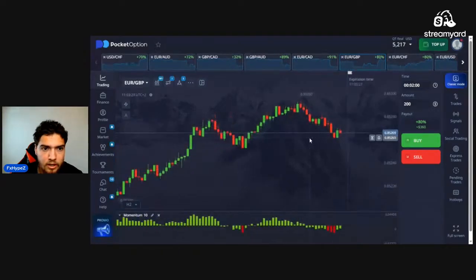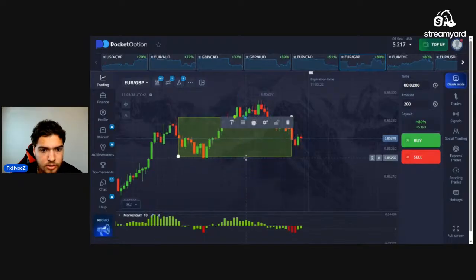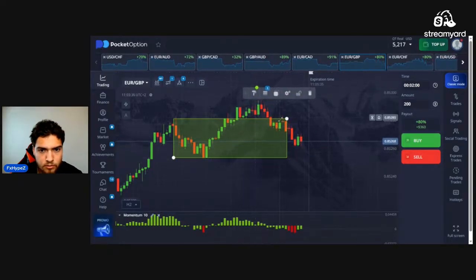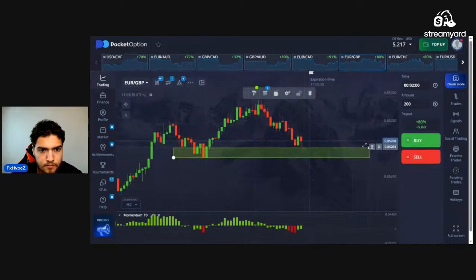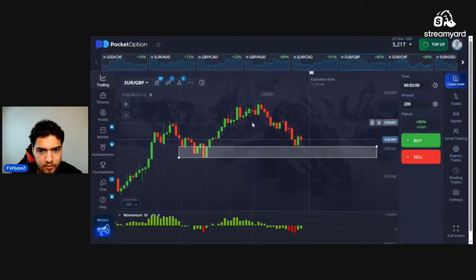Okay, so we have a nice little setup here on Euro GBP. We have a support zone down here that price is coming down to. Just adjust that like that. Price has filled all the unfilled orders in the swing to the upside.